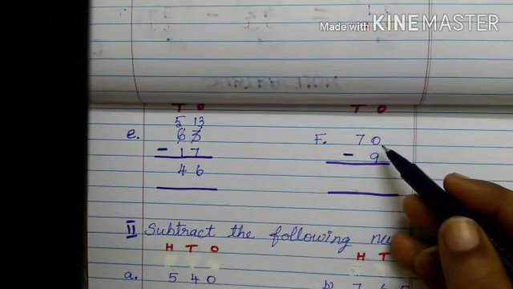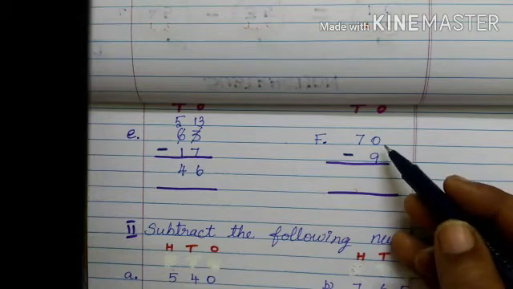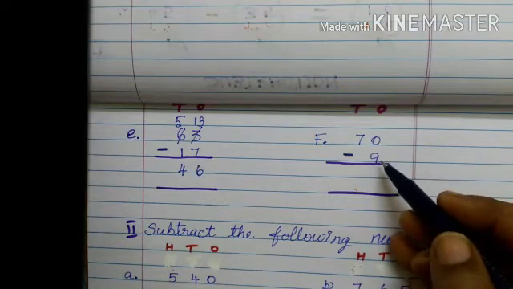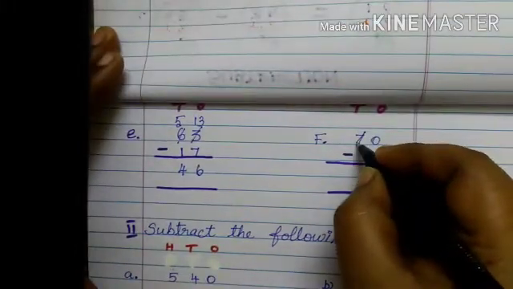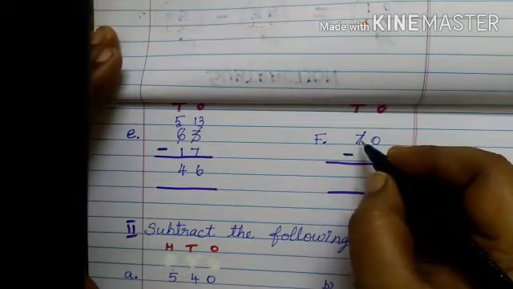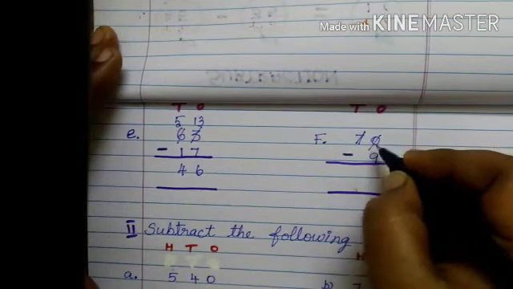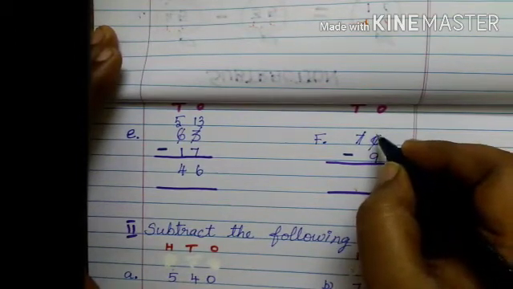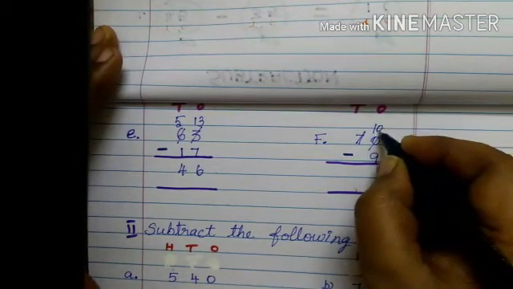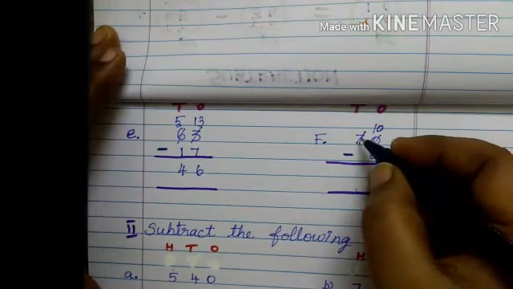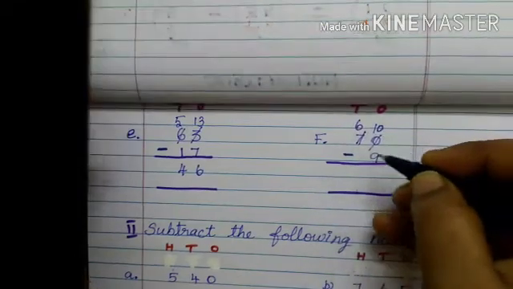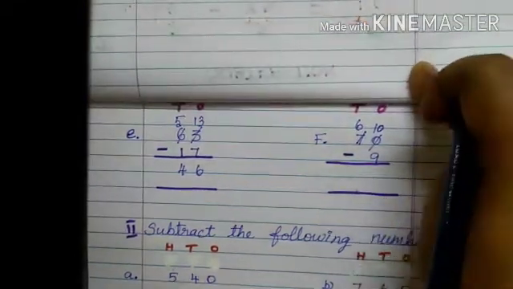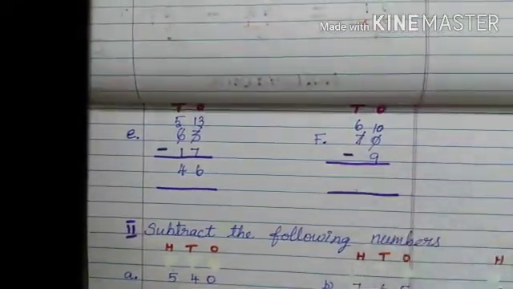This sum is the last sum for vertical subtraction. 0 subtract 9 is not possible, so here we borrow from the tens place. The tens place gives one to the ones place, so 10 plus 0 is 10. 7 before number is 6. Then 10 subtract 9.